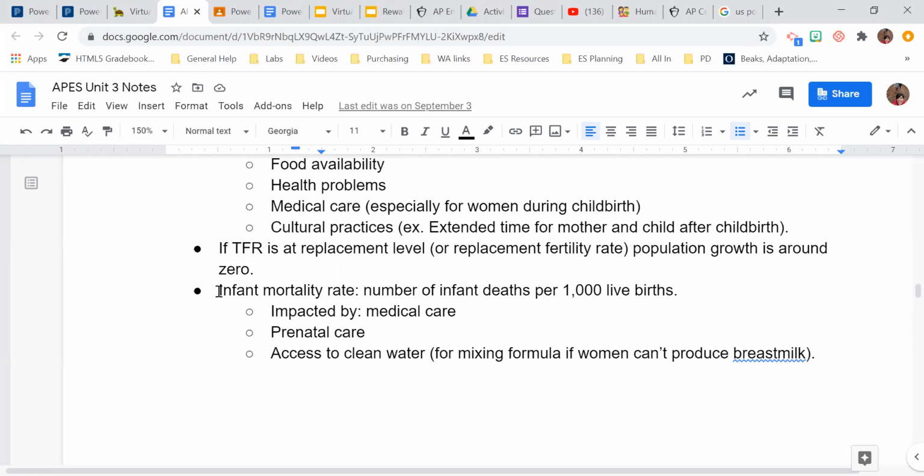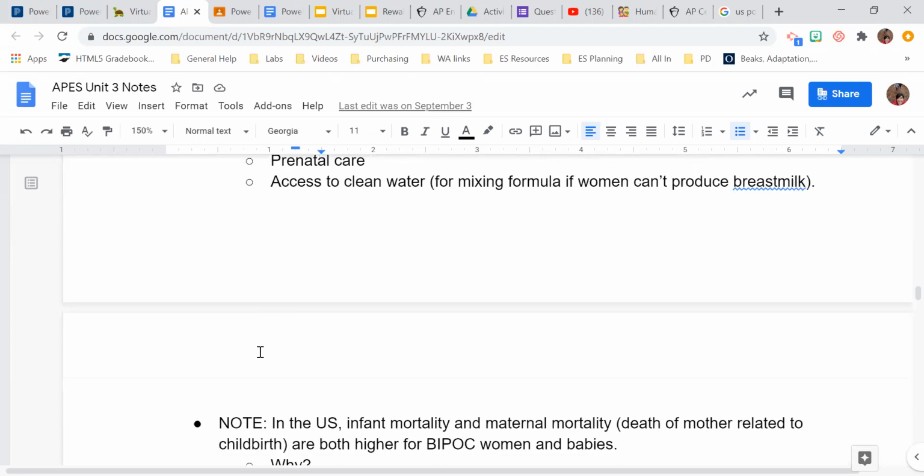There's an estimate between about 10 and 20% of women, we think, cannot produce enough breast milk to feed their baby. So if a woman can't produce enough breast milk, she's going to have to rely on formula. A lot of places, the easiest way to get formula is to get powdered formula, so you mix it with water. If you don't have access to clean water for mixing that formula, your baby is much more likely to get sick. And like I said before, diarrheal illnesses can be a big killer of babies.